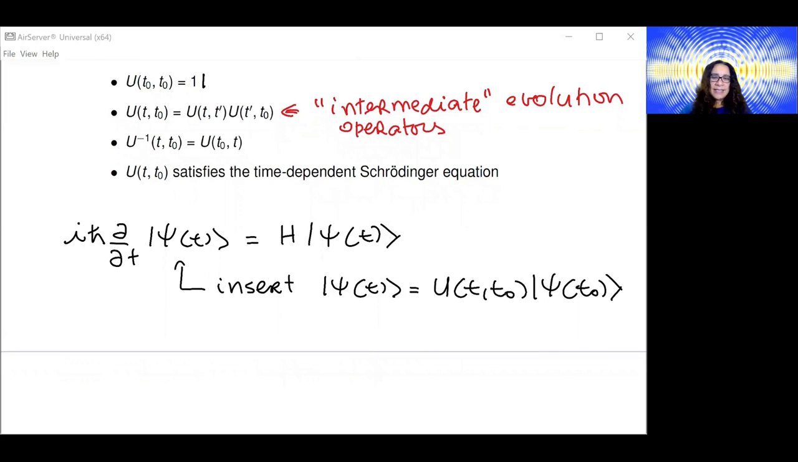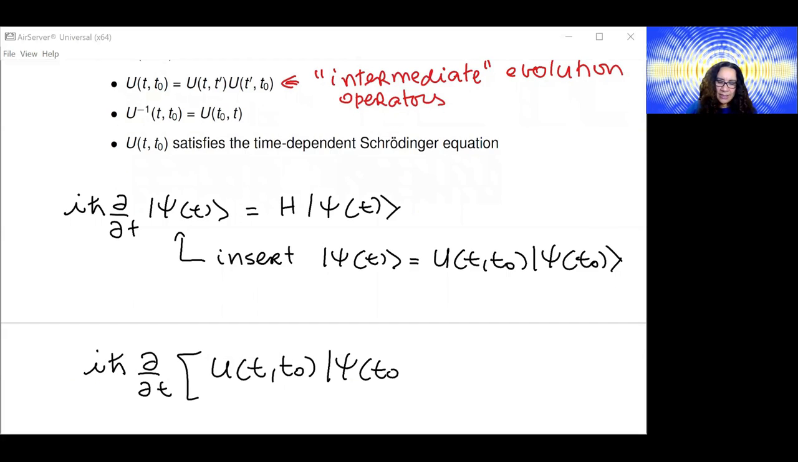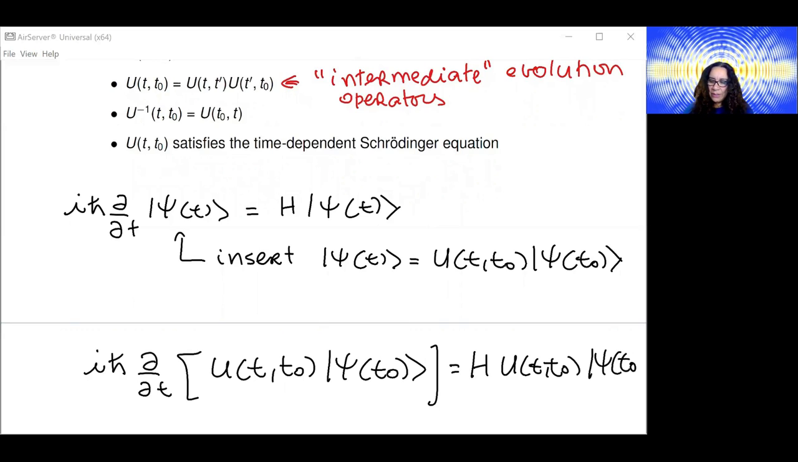If we insert this in the time-dependent Schrödinger equation we have, then this is going to give i h-bar d/dt U(t, t0)|psi(t0)>, and on the right-hand side we have H U(t, t0)|psi(t0)>.